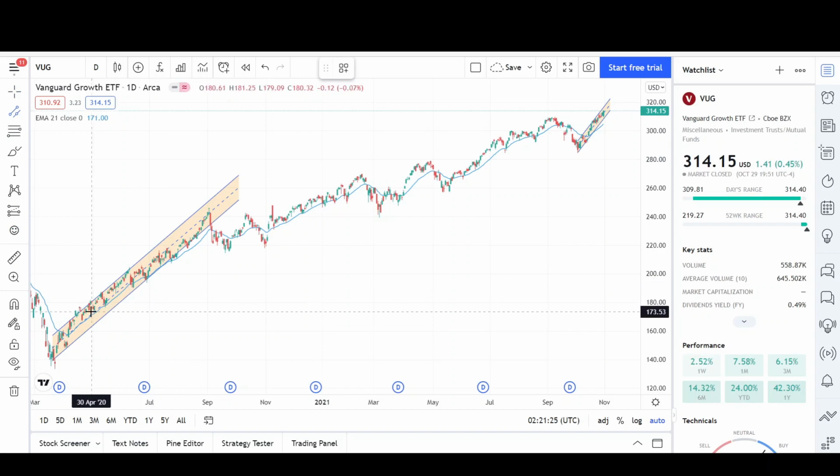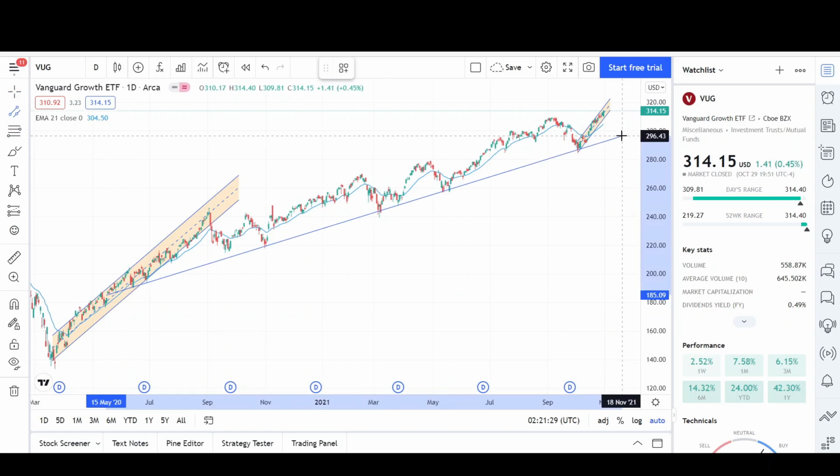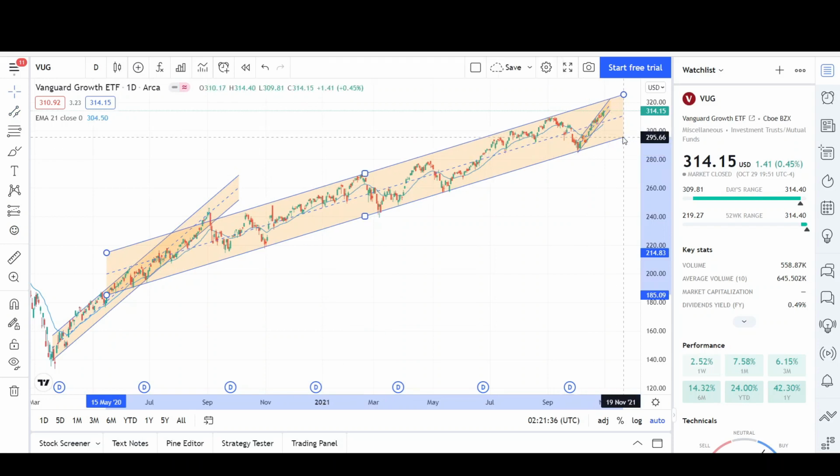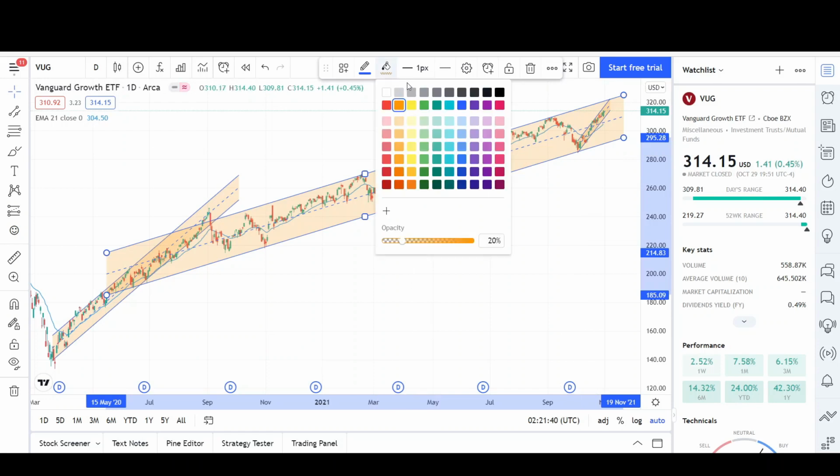Let me see where it fits the best, possibly right around these lows right here, and that's where prices have bounced previously, as you can see here, back in early October, and that's when the uptrend resumed once we got the bounce off the major side of the channel. Let me make this yellow.